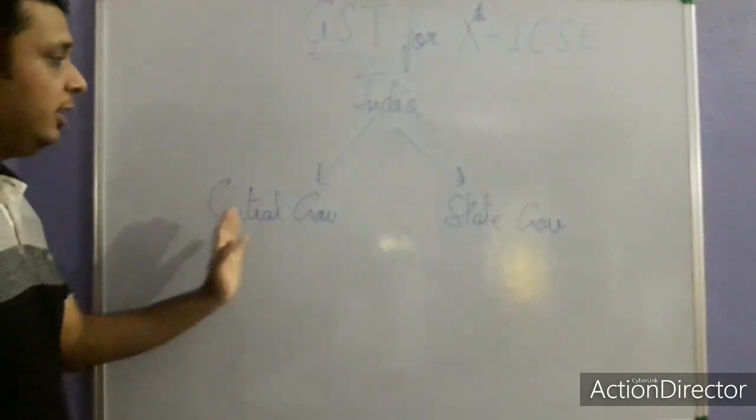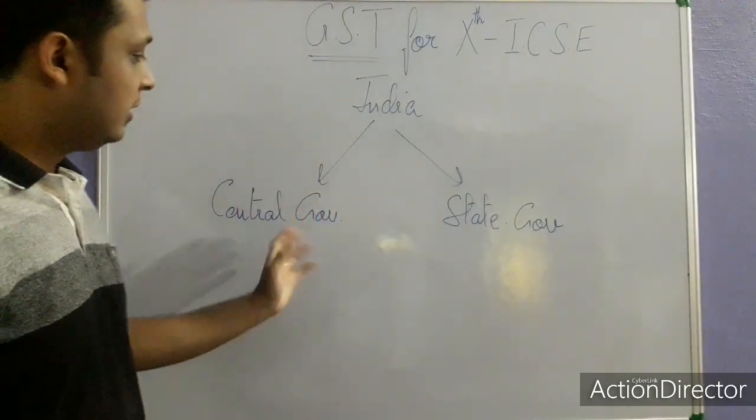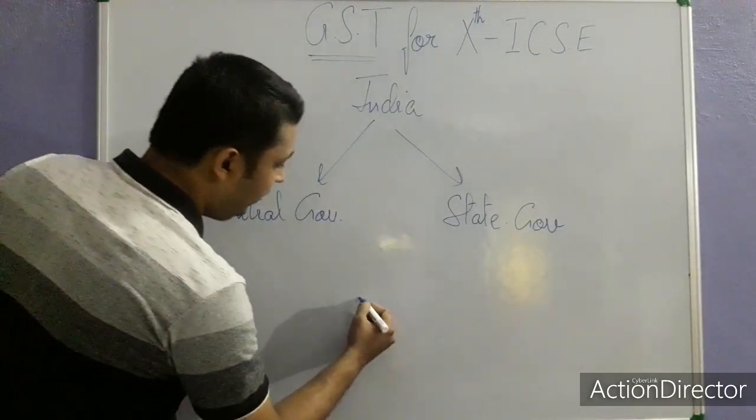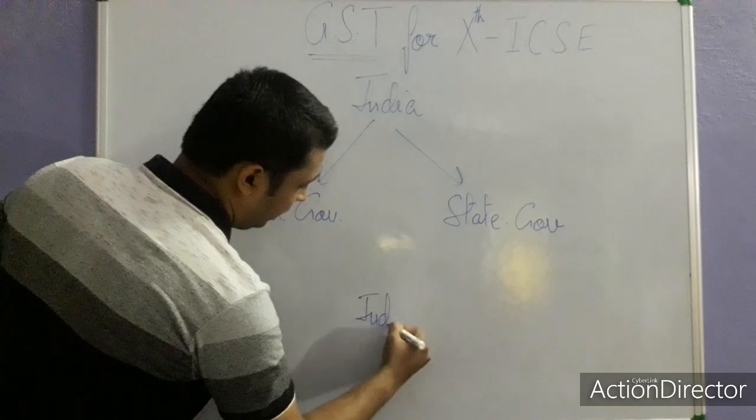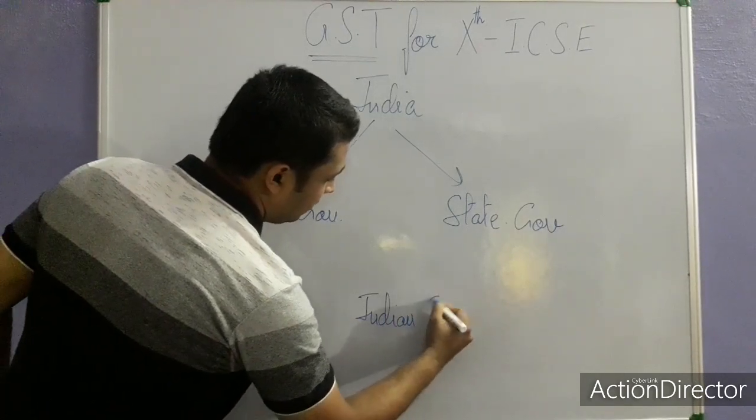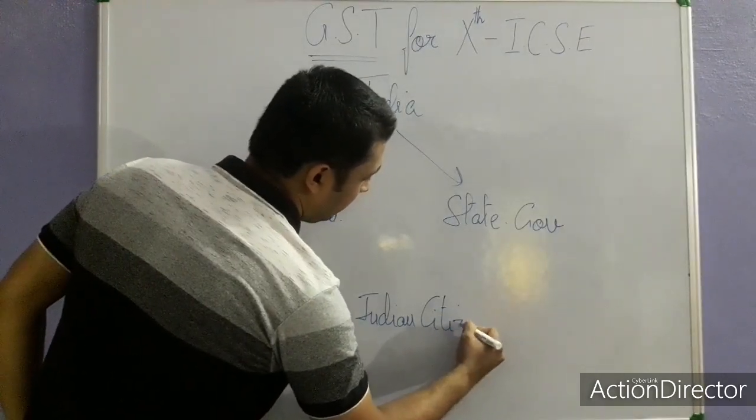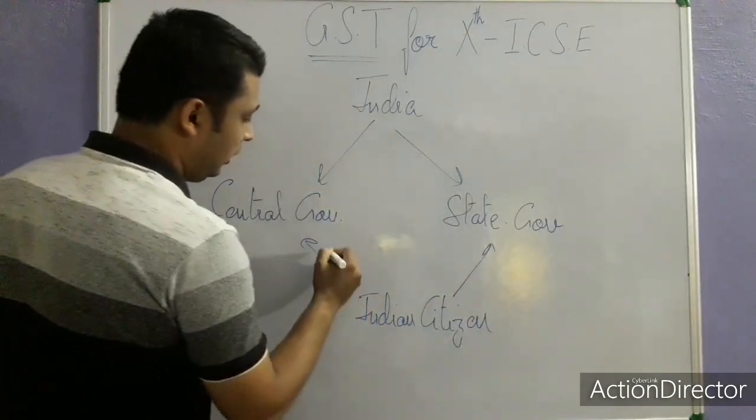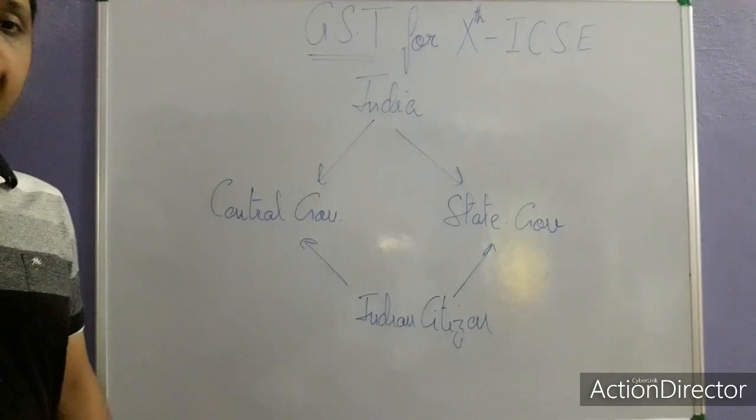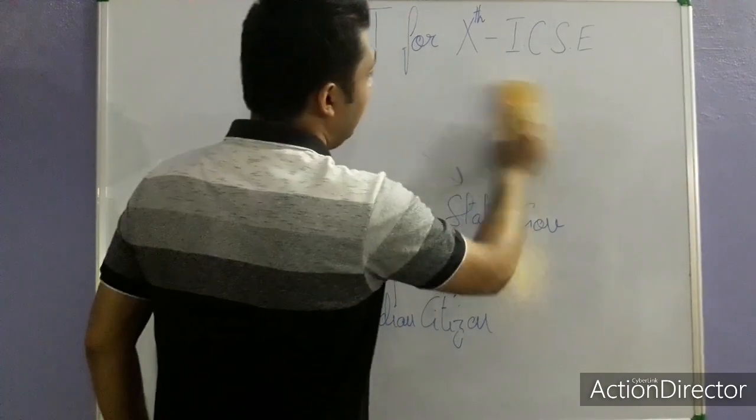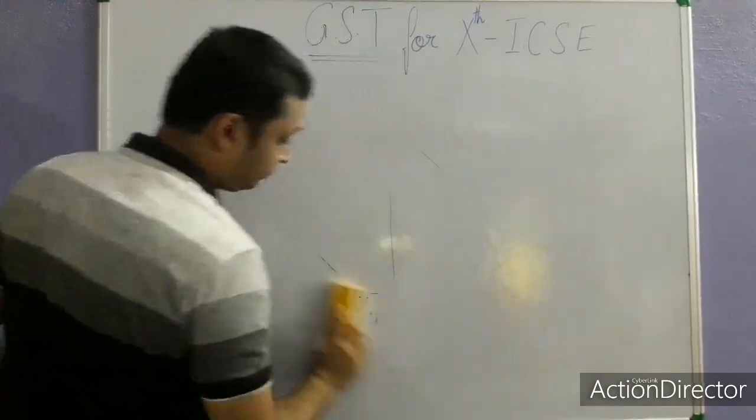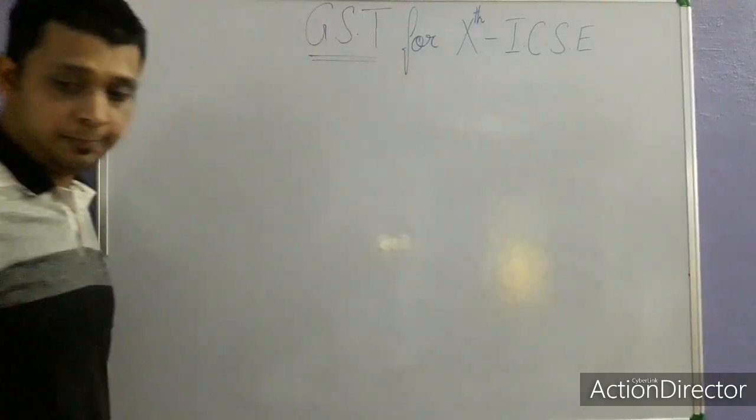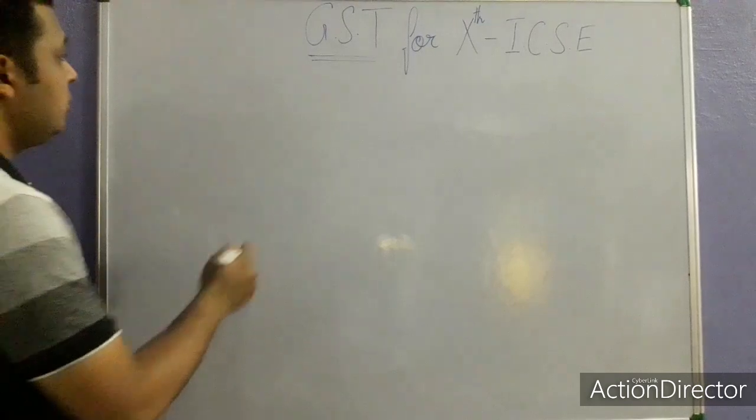So for each state there is a particular government. Now, since India has divided its government into central and state government, what do we Indian citizens do? We pay taxes to both the governments. So now let us study the components of GST. Clear? There are three components of GST.